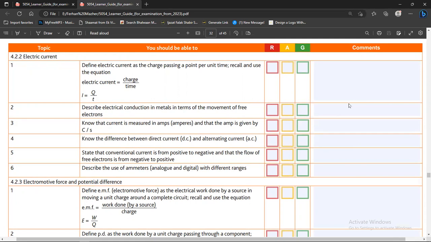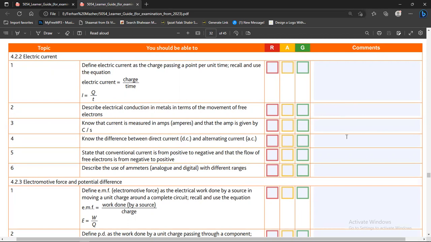Describe electric conduction in metals in terms of the movement of free electrons. Know that current is measured in amps, or amperes, and that the amp is given by coulomb per second. Know the difference between direct current, which we call DC, and alternating current, which we call AC.